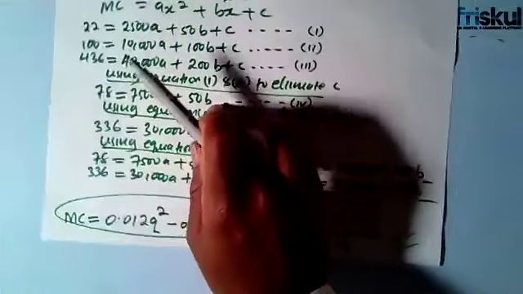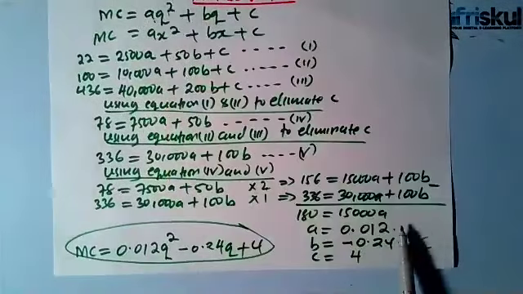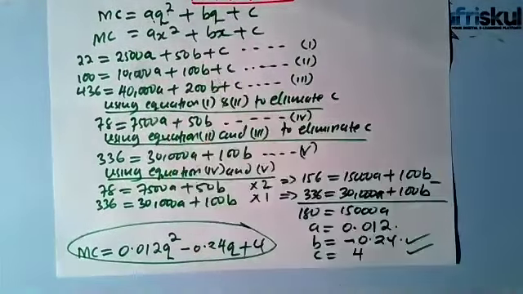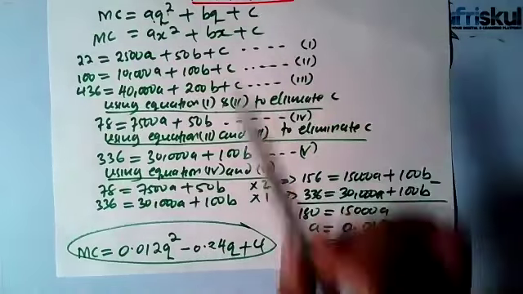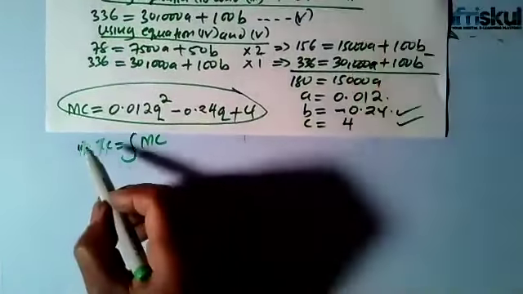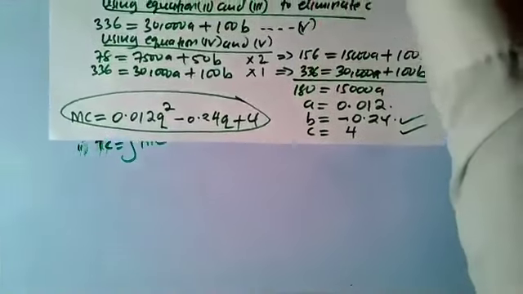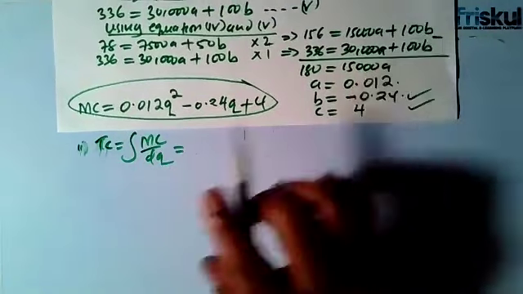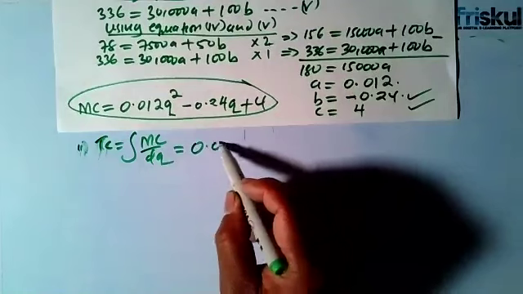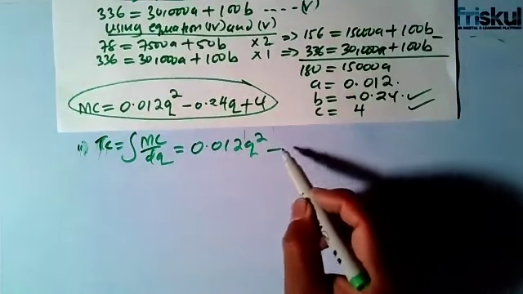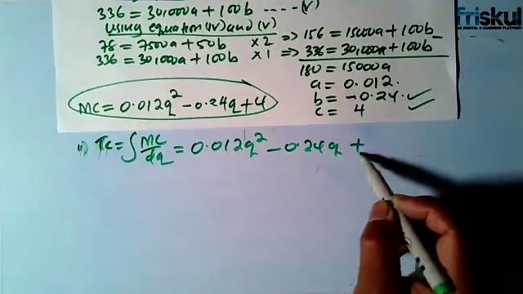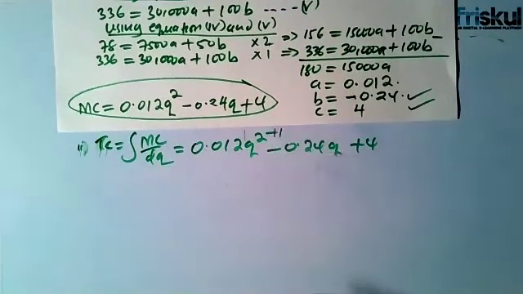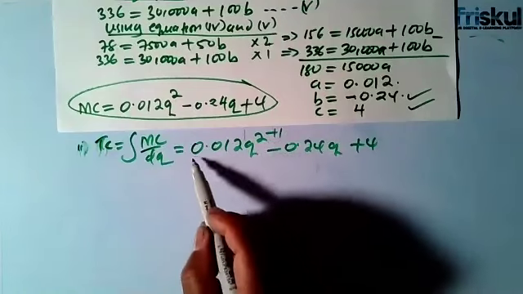That's the marginal cost function: 0.012 Q squared, that's where we got A here, plus BQ, our B is negative, so negative 0.24 Q plus C. Our C is 4. So now to get the total cost function, that's number 2. They want the total cost function. So you integrate marginal cost with respect to Q. So how do we integrate this? It equals 0.012 Q squared minus 0.24 Q plus 4. So you add 1, 2 plus 1 is 3, then you divide by 3.